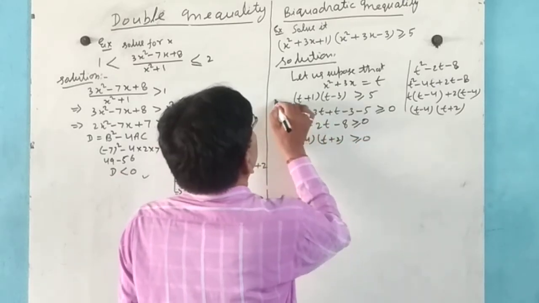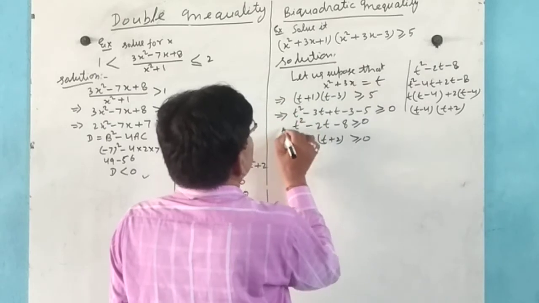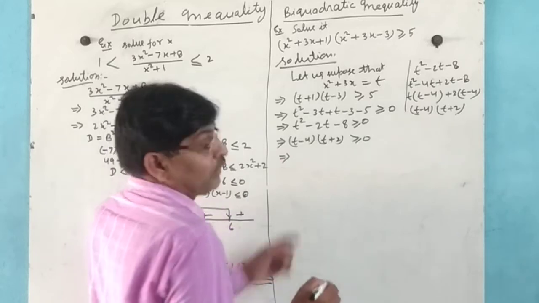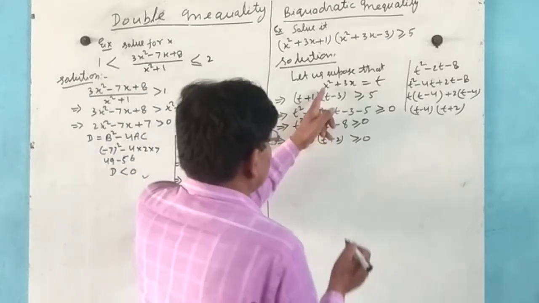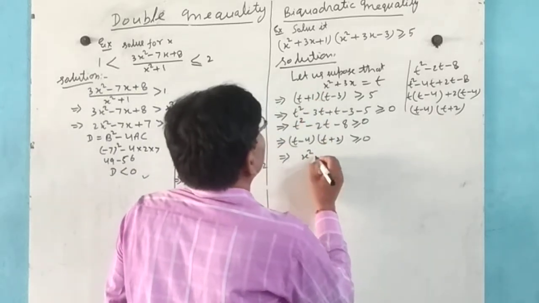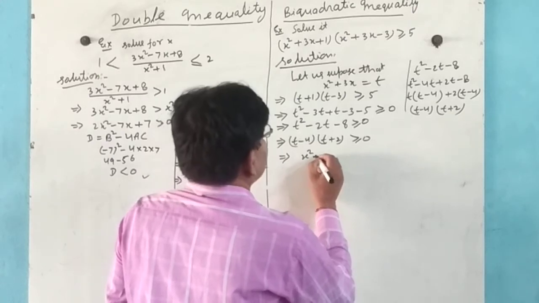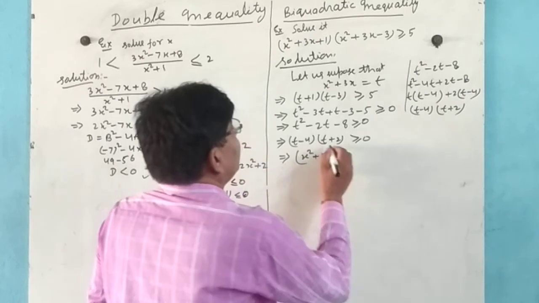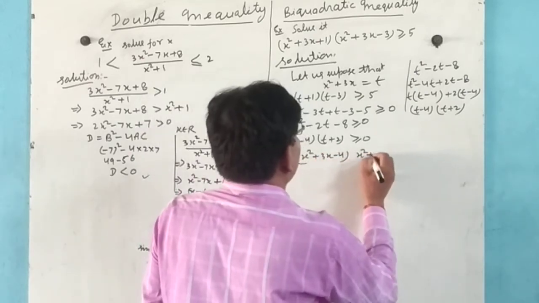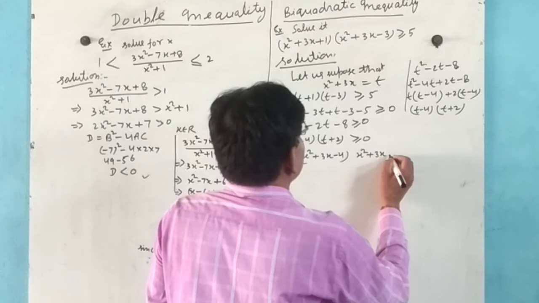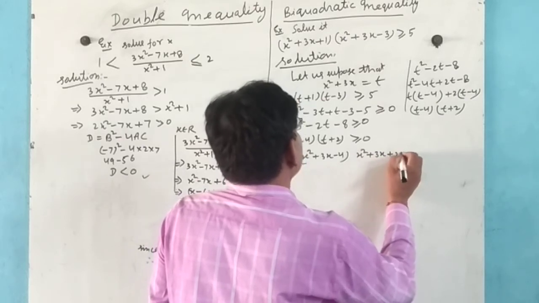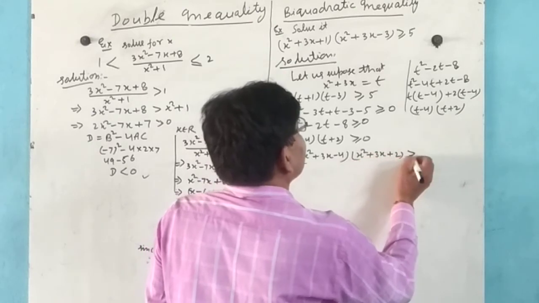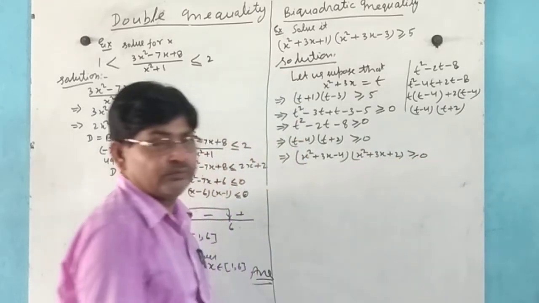Now, putting the value of t here, t equal to x square plus 3x minus 4, and here x square plus 3x plus 2 greater than or equal to 0.